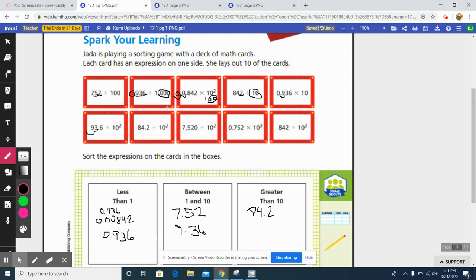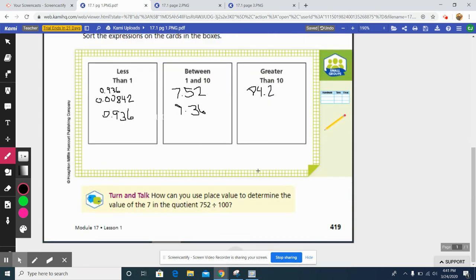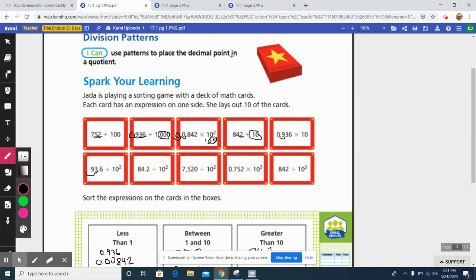Okay, and so on. I want you to go through, when you do your online lesson, you're gonna do the rest of these, okay? So how can you use place value to determine the value of 7 in the quotient 752 divided by 100? Well, we know we're going to move our decimal. How many times? 1, 2. So what is our place value of 7? Well, it's 7 wholes, right?